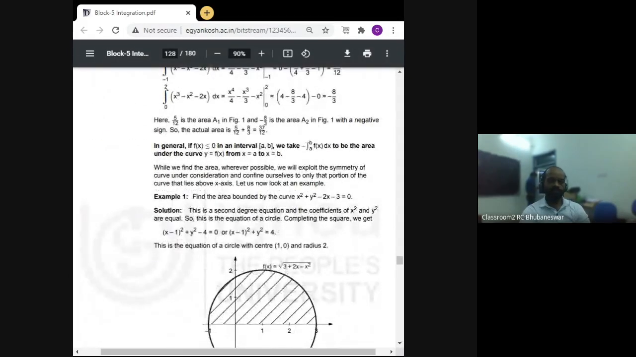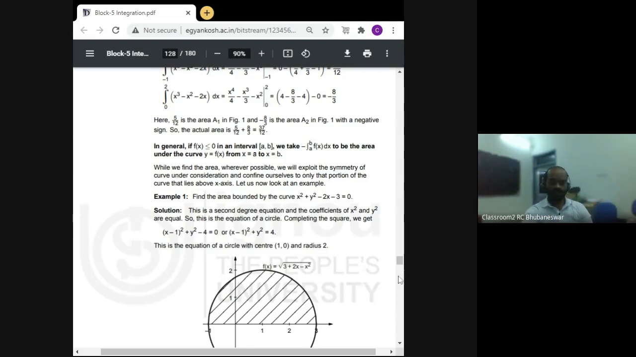So here, that has been listed in bold letters, that is, in general we can say that if the function f of x is less than or equal to 0 in a certain interval AB, then we take a negative sign of the integral from lower limit a to upper limit b. So the geometrical meaning is the same, that is, the area under the curve y equal to f of x from the lower limit a to the upper limit b.